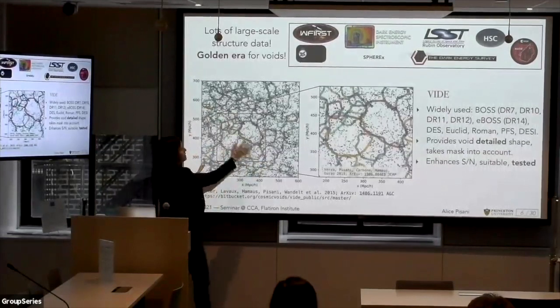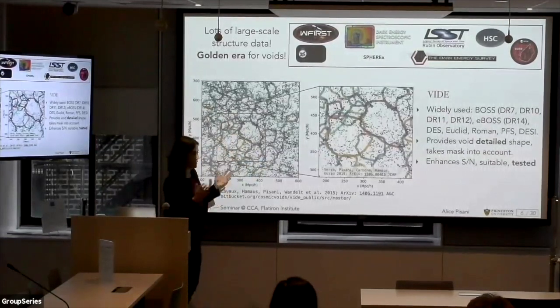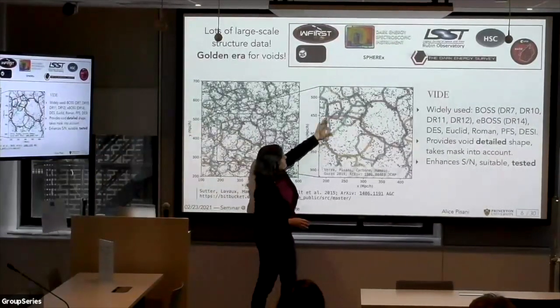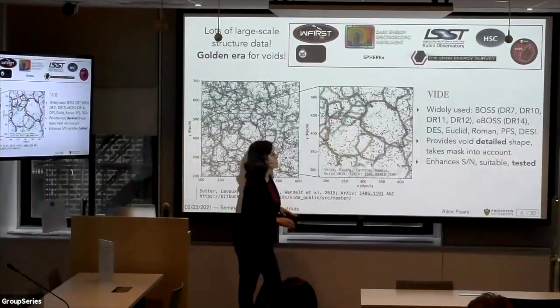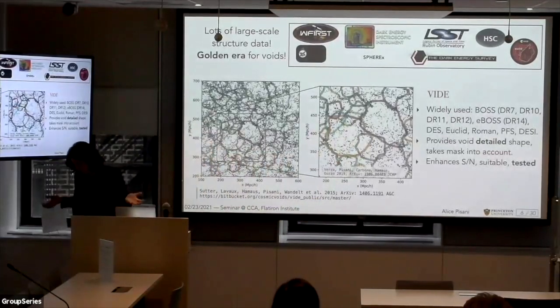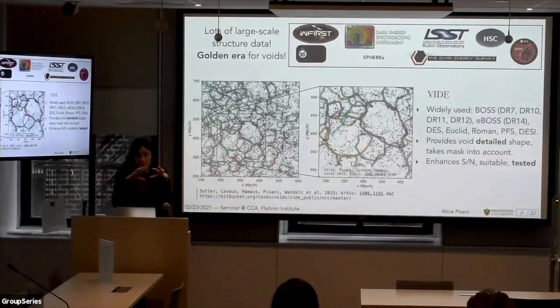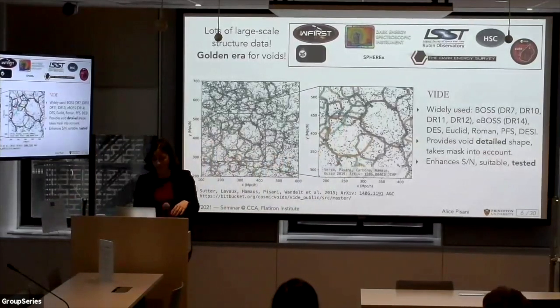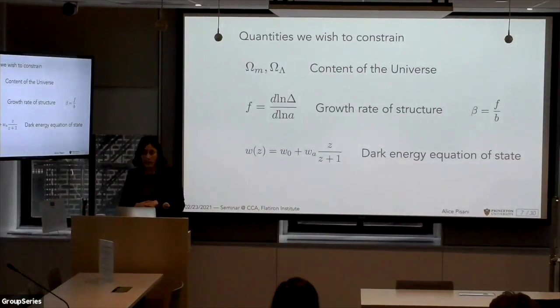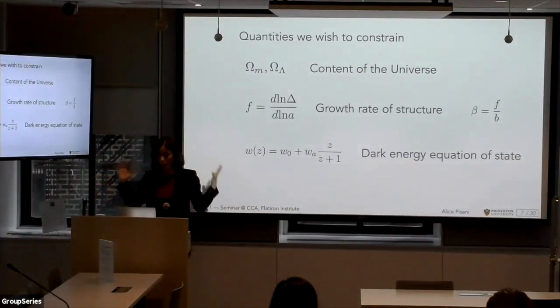And we can see the voids that are found by the void finder VIDE, which, by the way, is the French word for voids. And you can see that these voids will have very different shapes. So this really enhances the signal to noise, for example, for applications that need to measure the shape of voids in detail. So we have everything we need: large surveys, a void finder.